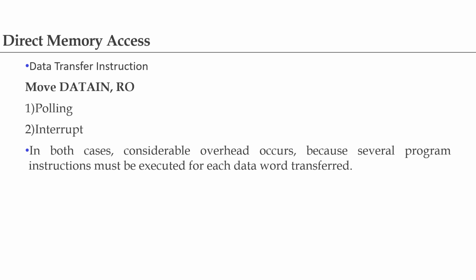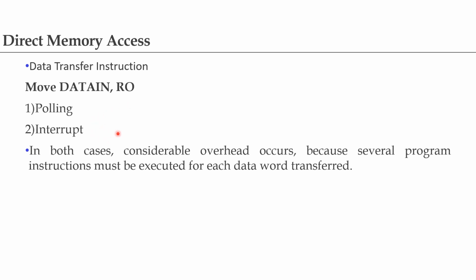Polling is simple but inefficient, while interrupts are more efficient but more complex. The choice between the two depends on the specific needs of the system. In addition to polling the status register of the device, instructions are needed for incrementing the memory address and keeping track of the word count.